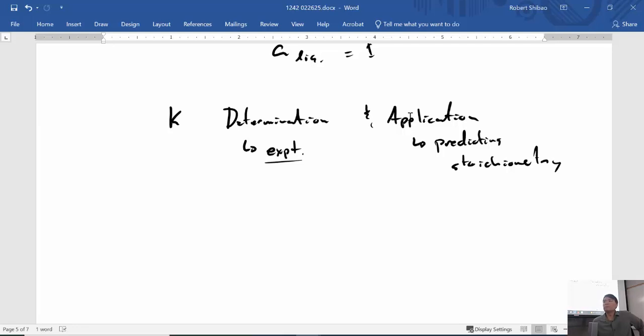Right, the more experiments we do, the more we can minimize what type of error? Not numerical. Random error. That's good.